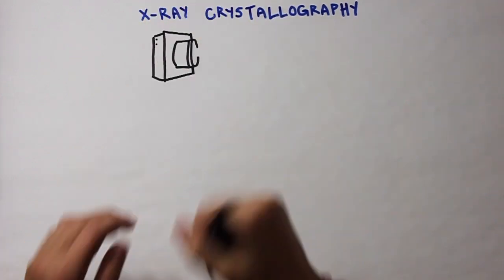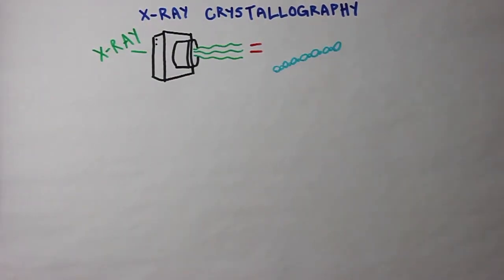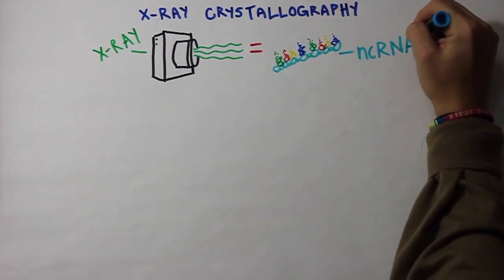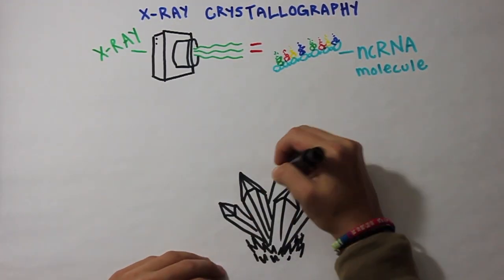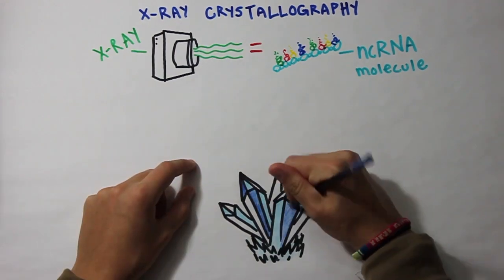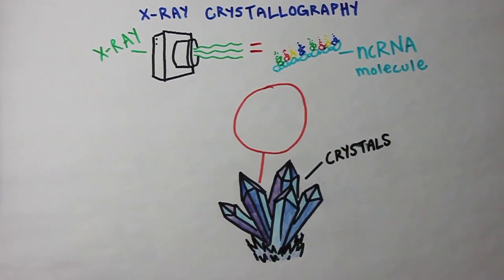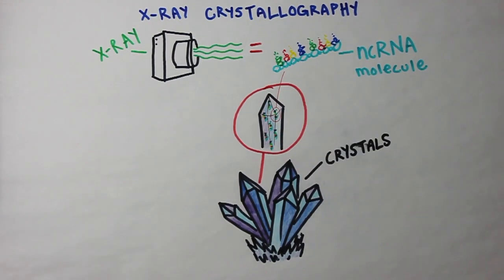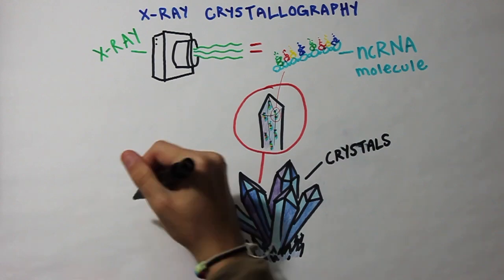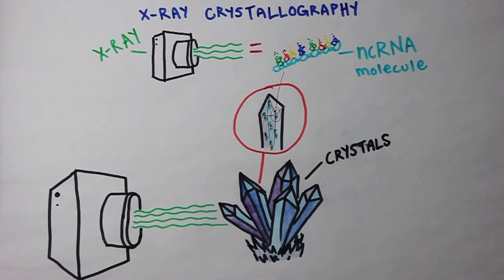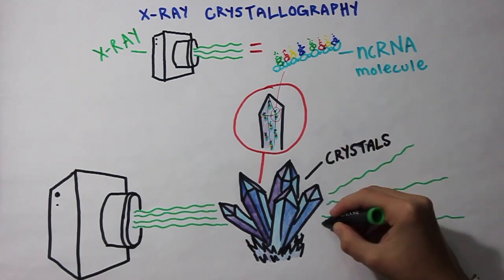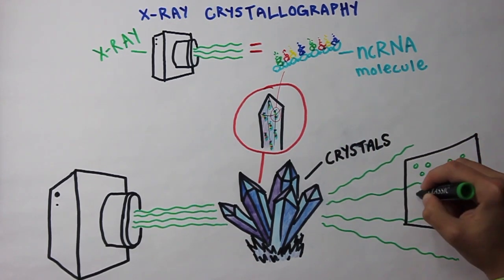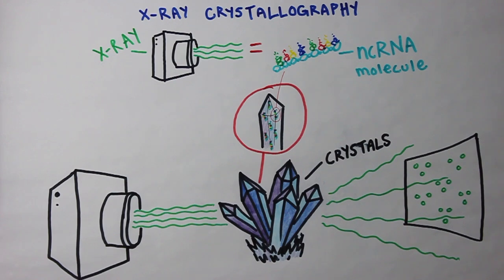X-ray crystallography uses X-ray beams to determine the molecular structure of an RNA molecule. The way this works is your non-coding RNA molecules are formed into crystals, which constitute molecules that are tightly packed and aligned uniformly. From there, you project an X-ray beam through the crystal, which disperses the beam into what looks like little spots when captured on a solid surface. The location of these refraction patterns are dependent on the internal structure of the crystal.